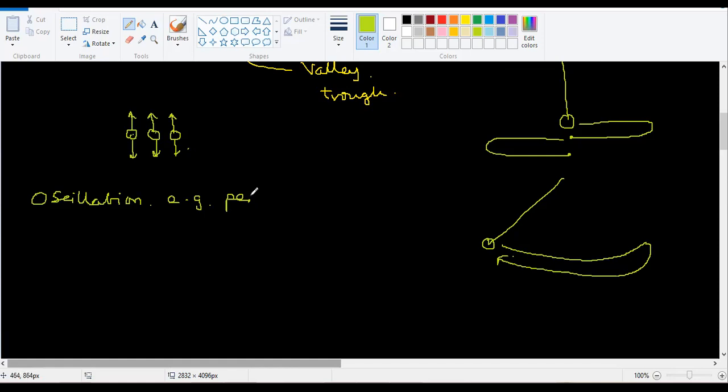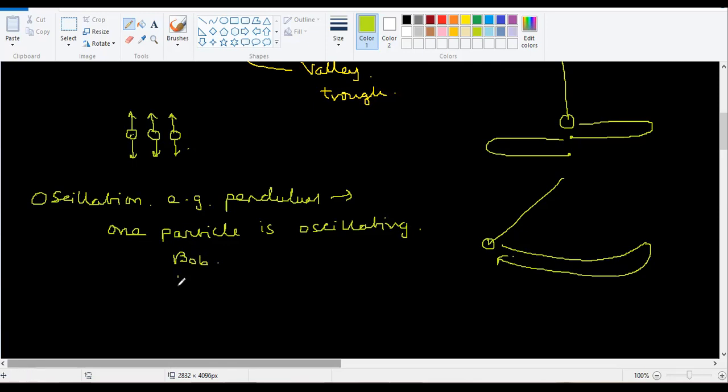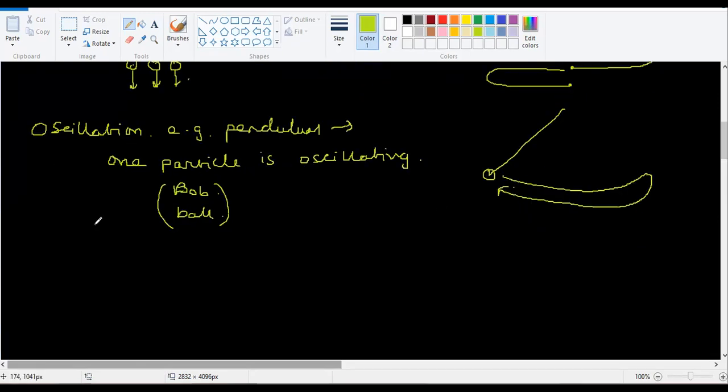Example, pendulum, right? One particle is oscillating. When I say one particle, I mean one ball or one bob. Whereas in the case of a wave, right? Example, water wave. There are an infinite number of particles.